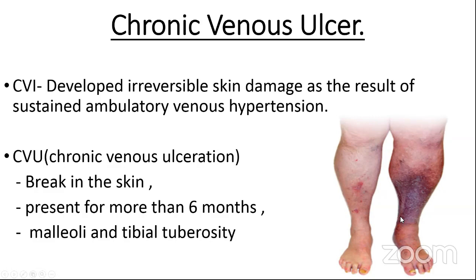There is eczema, there is pigmentation, there is shiny skin, and loss of skin appendages like hair. And this can lead to ulceration, and that is known as chronic venous ulceration. There is a break in the skin. Chronic is more than 6 months. Usually it is on the medial side over the malleolus, the gaiter area, or it can be over the tibial tuberosity.